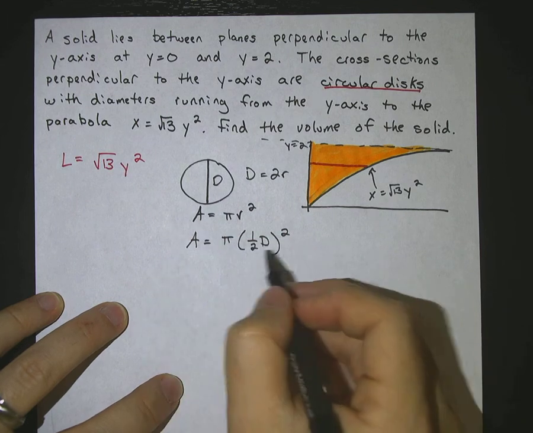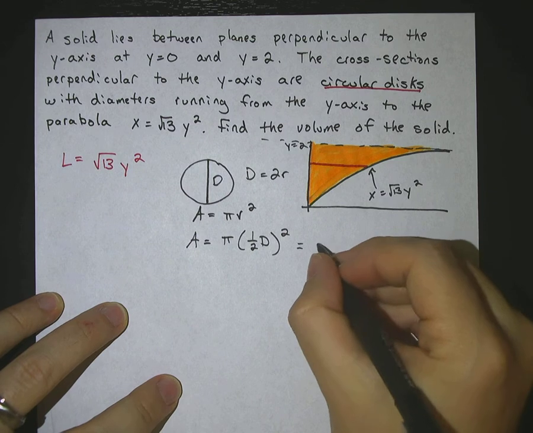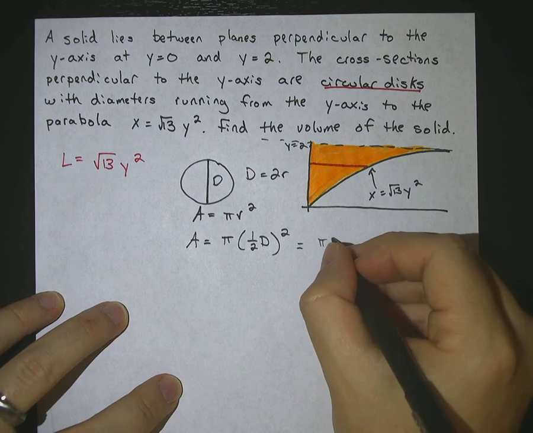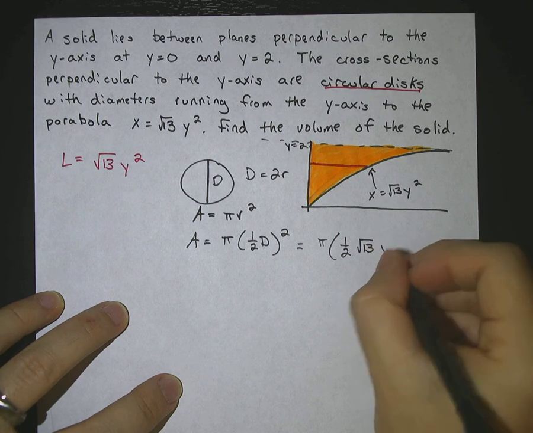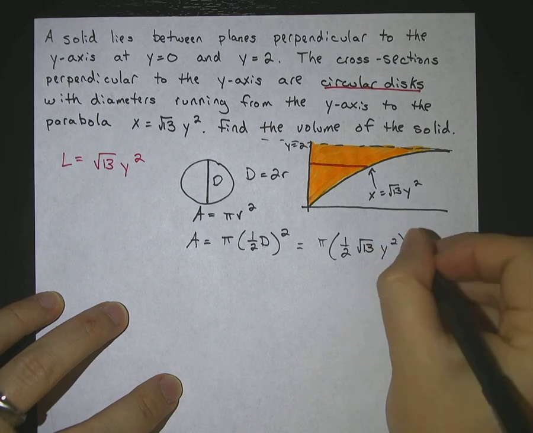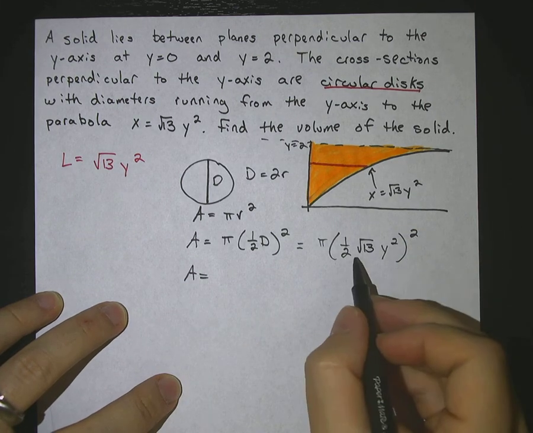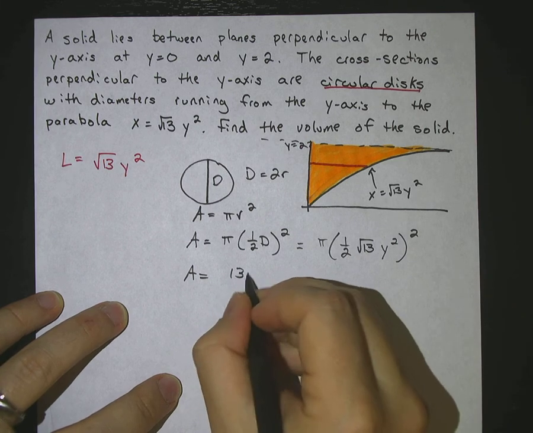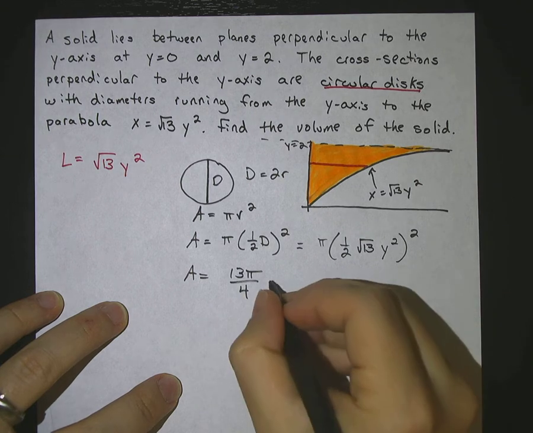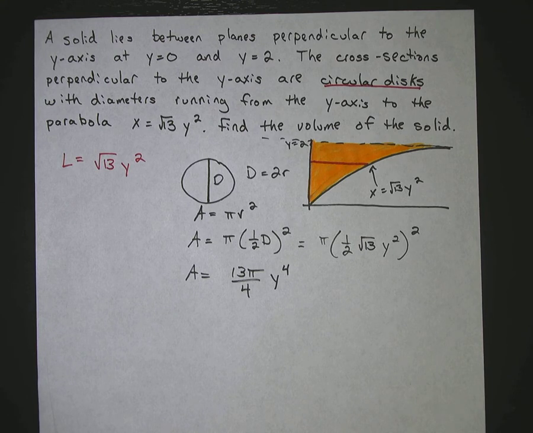And let's go ahead and input the length that we have, the square root of 13 y squared. So it's pi times 1/2 square root 13 y squared. Which means that our area, let's see, you square this out, and that half becomes a fourth. The root goes away, so it's 13 pi over 4 y to the fourth. That's our area function, the area of one disk. We'll integrate that in order to get the volume.